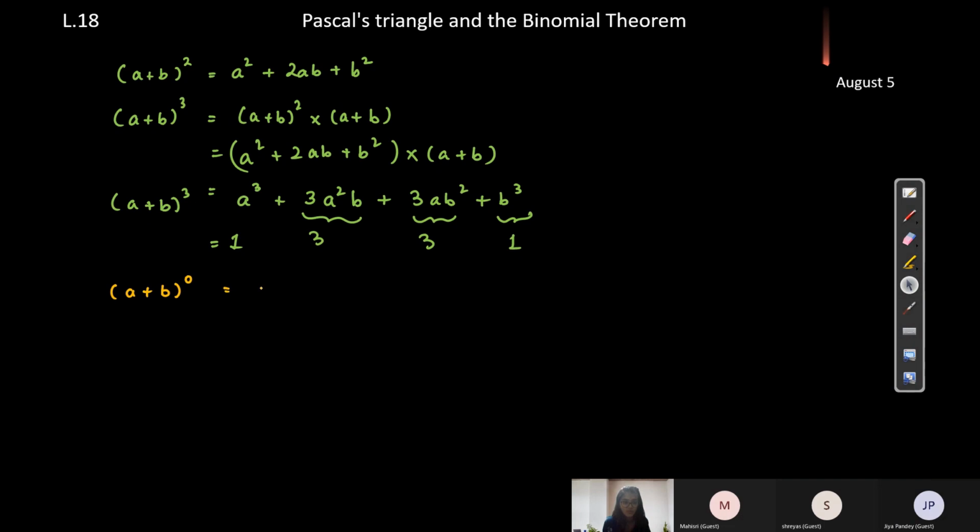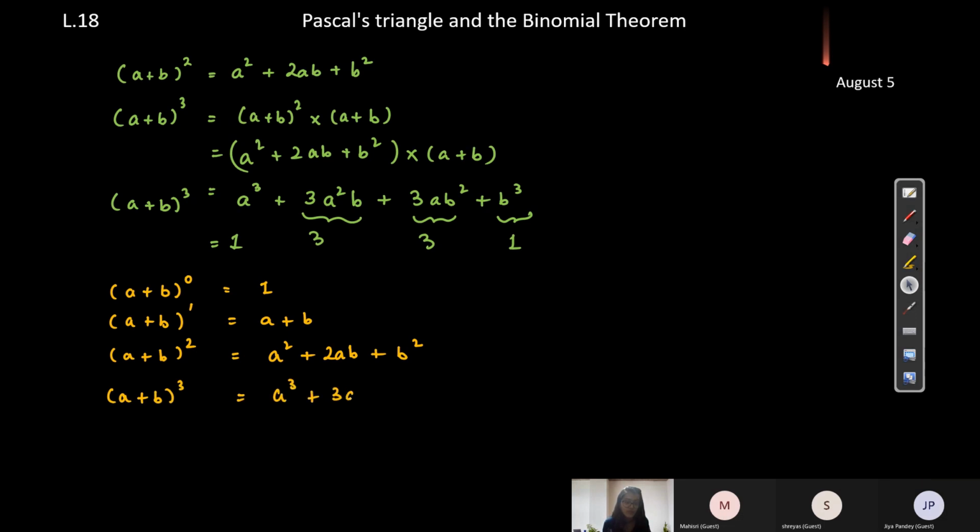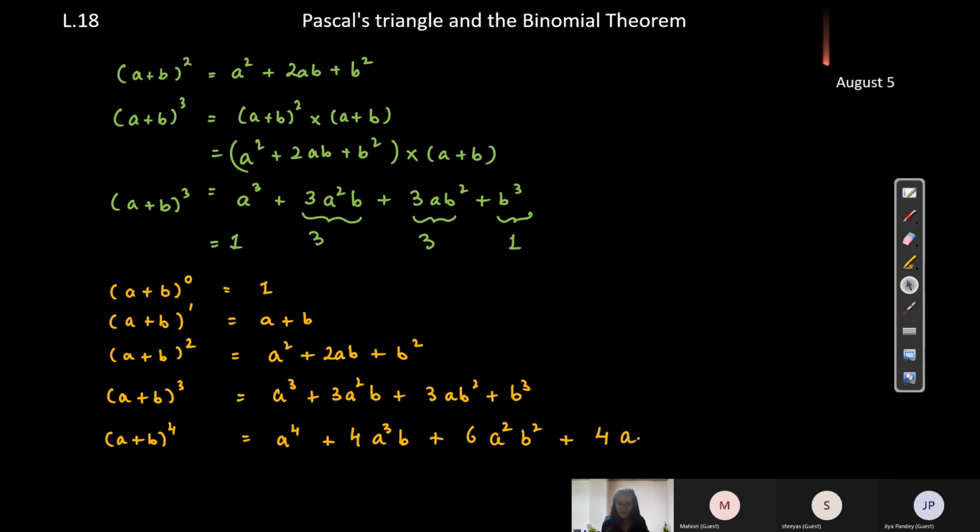(a + b)^0 is 1. (a + b)^1 is nothing but a + b. (a + b)^2 was a² + 2ab + b². Then (a + b)³ will be a³ + 3a²b + 3ab² + b³. (a + b)^4 will be a^4 + 4a³b + 6a²b² + 4ab³ + b^4.